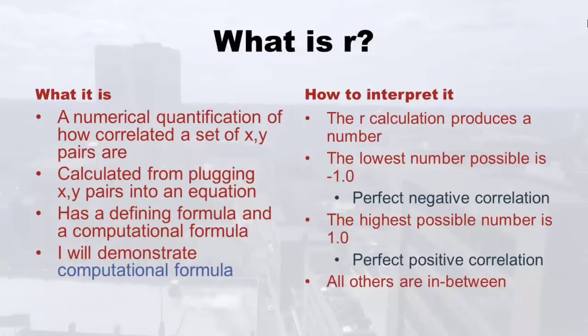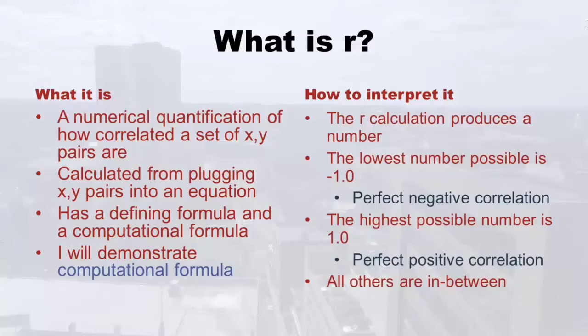So what is R? Well, like I said, it's the numerical quantification of how correlated a set of XY pairs are. And it's actually calculated by plugging all of the XY pairs into the equation. I'll show you how to do it. And you can see that if you do it by hand, if you have a lot of XY pairs, it'll take forever. So I try to limit that. Remember standard deviation and variance? There was a defining formula and a computational formula. This time I'm only going to show you the computational formula. It's, in my opinion, way easier to do, but it gets you the same number. All right, so we're going to take a set of XY pairs and calculate R. But then how do you interpret R?